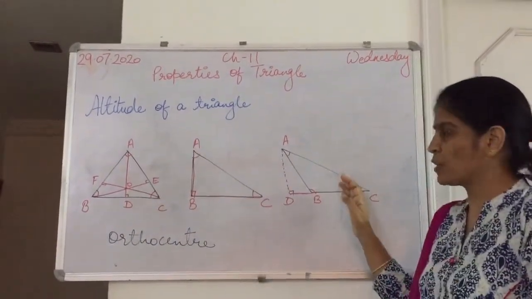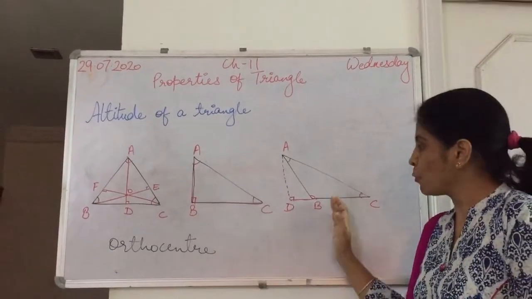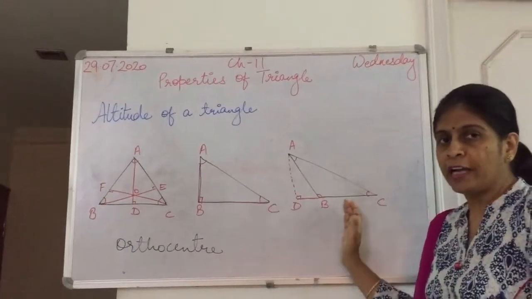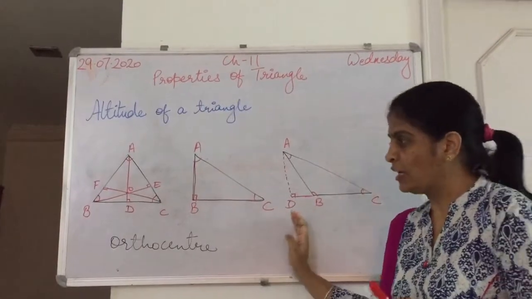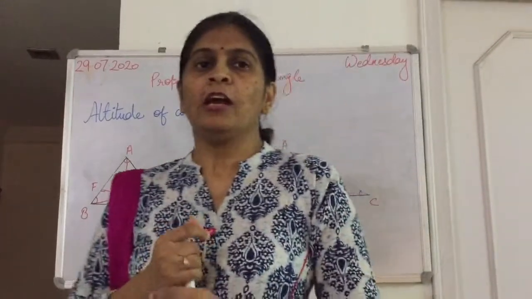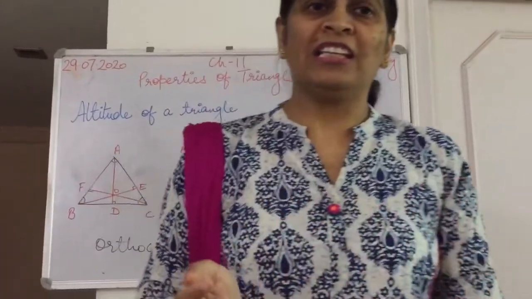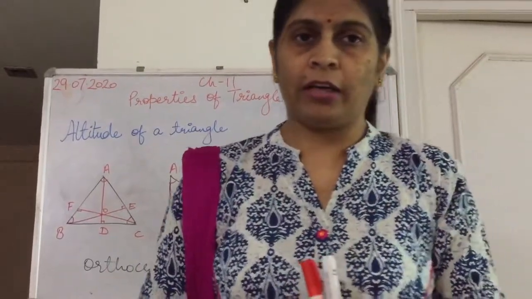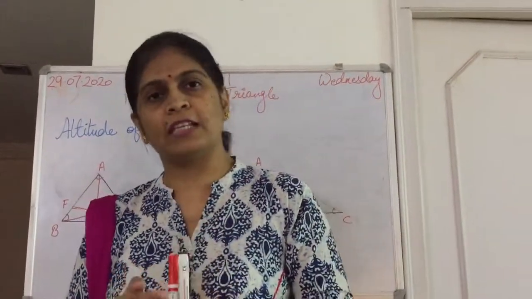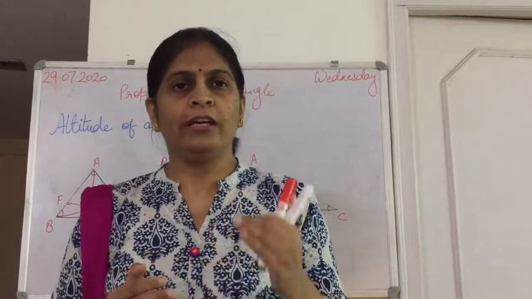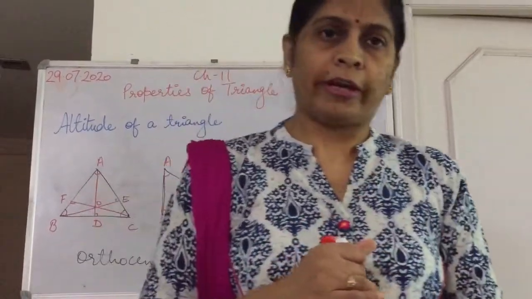Now in this case, you can see it is an obtuse angle triangle. So the perpendicular is drawn and it is outside. So for altitude, it is not necessary that the perpendicular is drawn inside the triangle, whereas for the median, all the medians must be inside the triangle. Thank you.